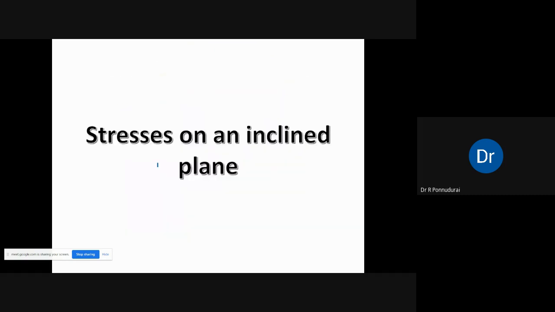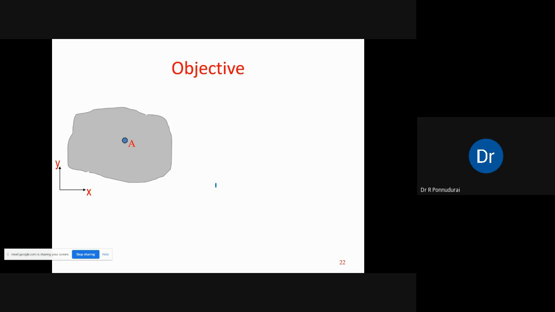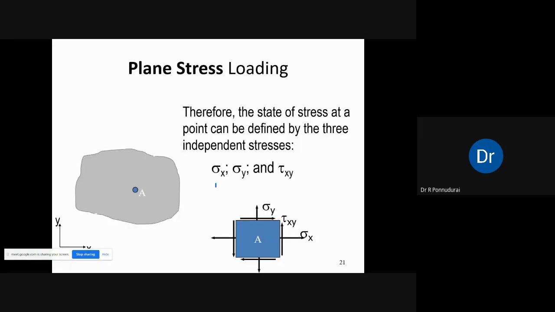So when we switch to stresses on an inclined plane, so far we talked about only 3D. The 3D is converted to 2D because the sigma z component is zero, and tau yz and tau xz are zero. So the stress at a point becomes 2D. In this case we have only sigma x, sigma y and tau xy. That's only three components, whereas earlier there were 6 independent components of stress. Now 3 components are required to define a state of stress at a given point.